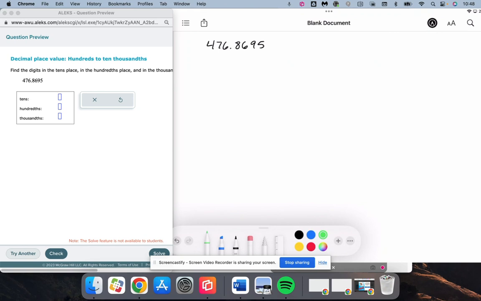So tens is going to be the 7 right there. Hundredths, to the right of the decimal, we have tenths for the 8, then hundredths for the 6. Then following that 6, we have a 9 in the thousandths spot. And then the 5 would be in 10,000ths, but we're not going to worry about the 10,000ths for this particular problem. So for the tens, we have a 7. For the hundredths, we have a 6. And for the thousandths, we have a 9.